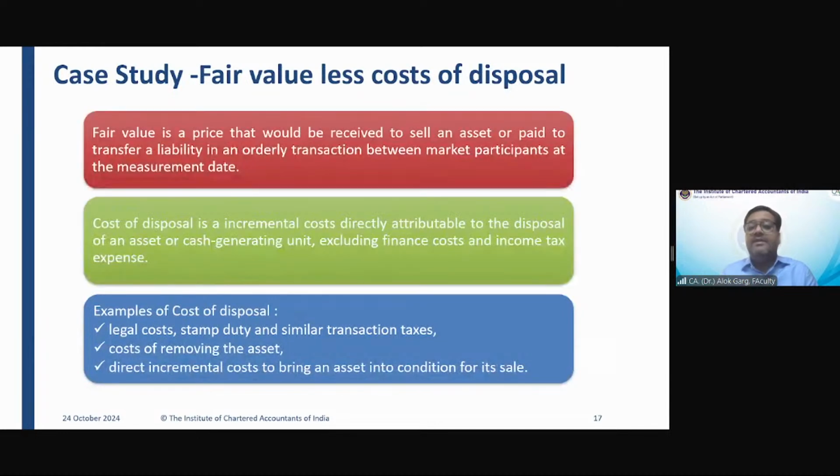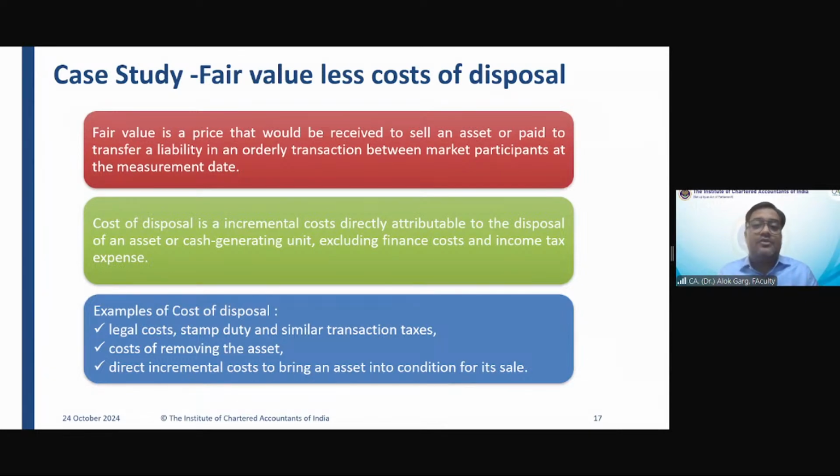Then we discussed fair value. Fair value is a market price. It's the price that would be received to sell an asset or paid to transfer a liability in an orderly transaction between market participants at a measurement date. This definition comes from Ind AS 113, the fair value measurement standard. So it is not much relevant from the definition perspective.